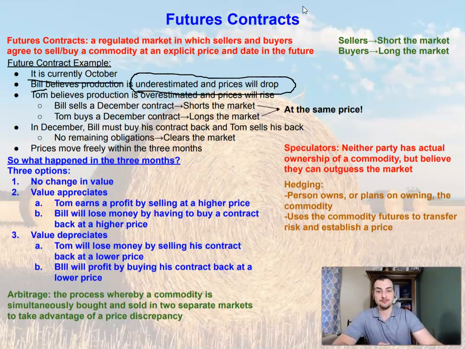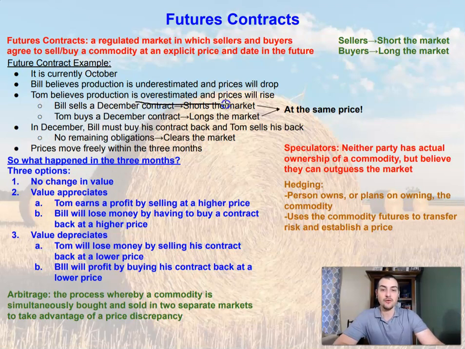Meanwhile, you've got Tom. Tom doesn't quite think the same way that Bill does. He actually thinks that production is overestimated. In his view, production is overestimated. He believes that prices are actually going to go up. He's looking at the future. He sees that market report and he says, man, these numbers are low. There's less on the market than what they're saying, and the prices are going to go up. So we have two different people, Bill and Tom. Bill thinks prices are going to drop.